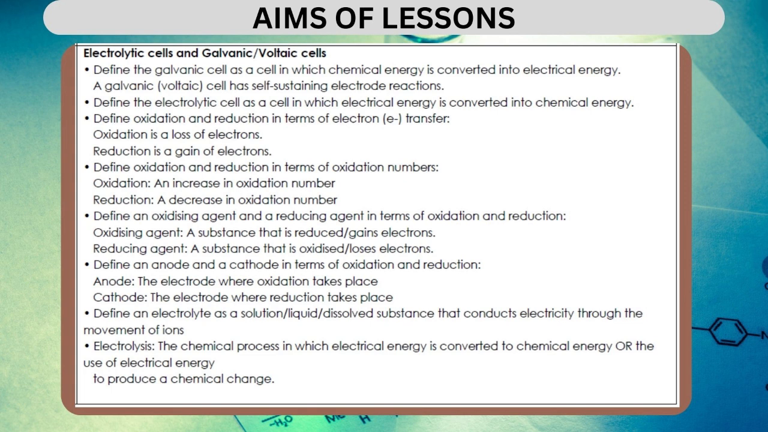Define an anode and a cathode in terms of oxidation and reduction. Anode, the electrode where oxidation takes place. Cathode, the electrode where reduction takes place. Define an electrolyte as a solution/liquid/dissolved substance that conducts electricity through the movement of ions. Electrolysis, the chemical process in which electrical energy is converted to chemical energy, or the use of electrical energy to produce a chemical change.